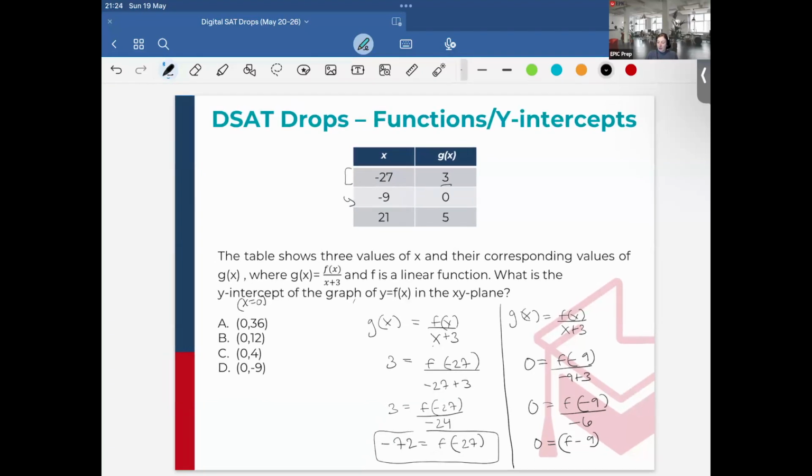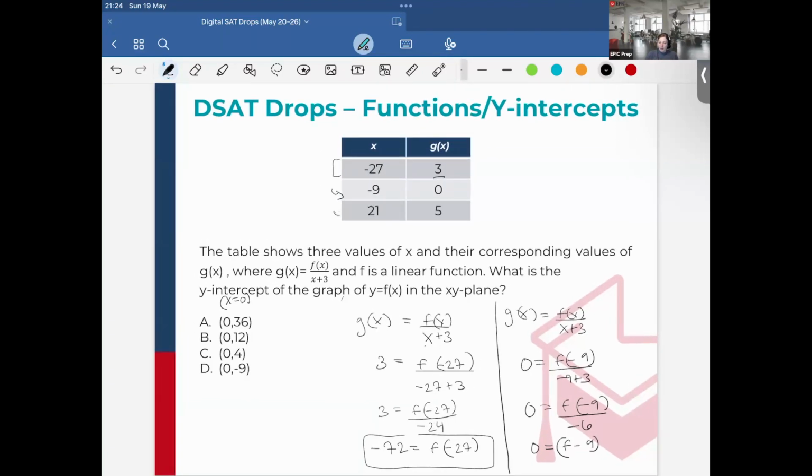Okay. And then finally, the third coordinate. I'm running out of room, so I'm going to put this up here. Remember, the formula is g of x equals f of x over x plus 3. Put in the 5, that is equal to f of 21 over 21 plus 3. That will be 5 equals f of 21 over 24. 24 times 5 is 120, which is equal to f of 21.